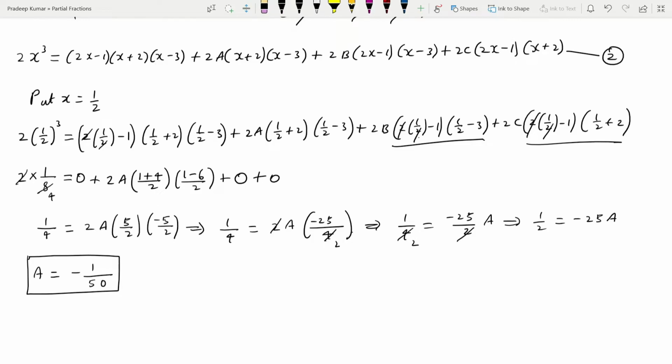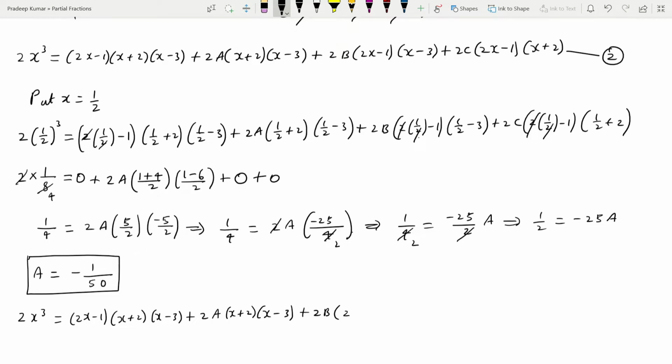We'll try to get the b and c values also. For that I'll write equation 2 again and try to solve this forward. So I can write 2x power 3 equal to 2x minus 1, x plus 2, x minus 3, plus 2a into x plus 2, x minus 3, plus 2b into 2x minus 1, x minus 3, plus 2c into 2x minus 1, x plus 2. So this is equation number 2.